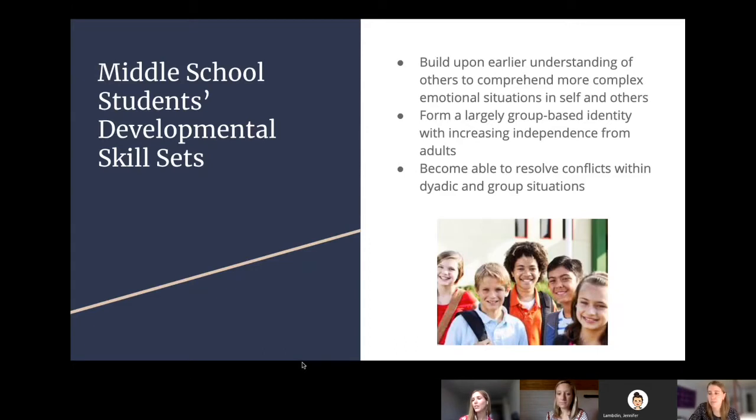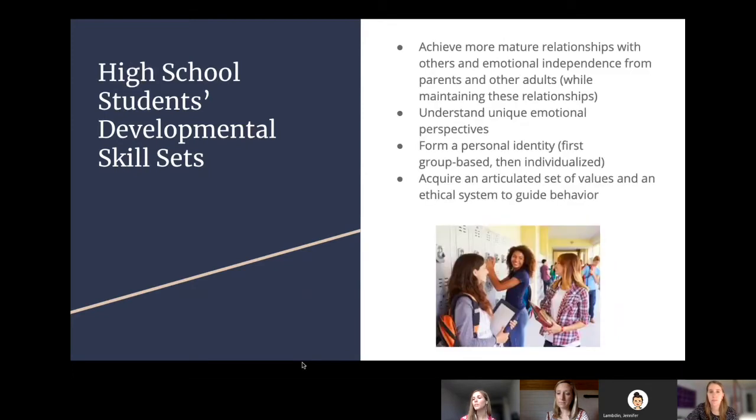As we transition to high school, students build upon their skills to develop their personal identity within groups and apart from groups as well. So they're really focusing on building their own identity. So they'll continue to gain independence from adults and start to focus on building more mature relationships with peers. Students also start to understand other people's emotional perspectives. And then students will start to explore and articulate their ethical beliefs in order to navigate their behaviors and their decision making, so that way it matches what they believe.